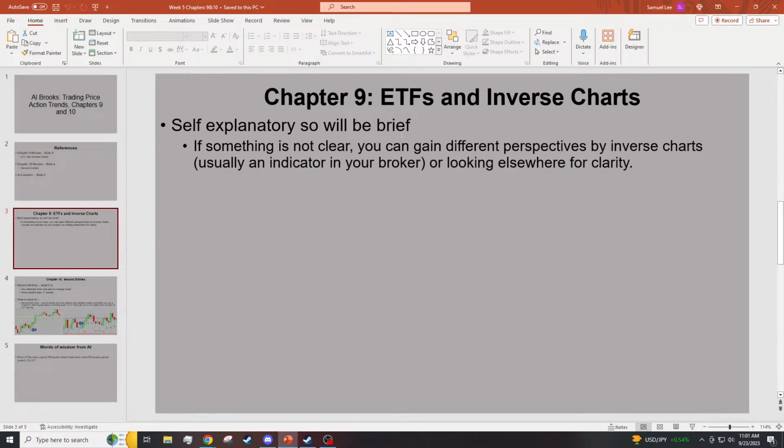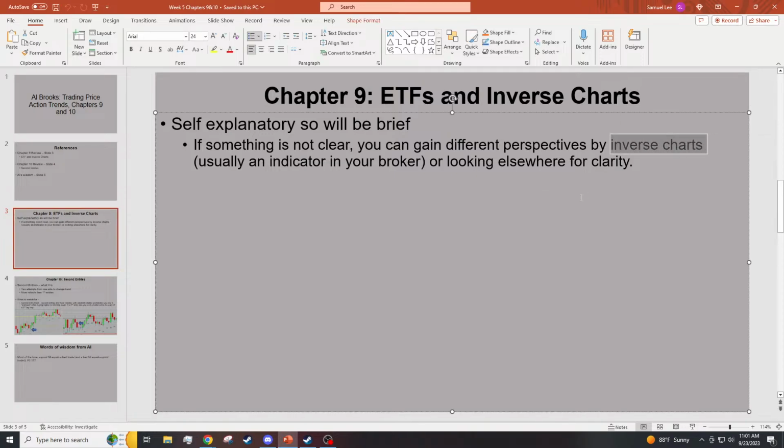So chapter 9 is about ETFs and inverse charts. We see it all the time in the Discord room. Like if somebody's like, "Oh, why is ES falling?" and then they'll look at Amazon or Microsoft or Apple and be like, "Oh, well, Apple can't hold support to save its life." It's the same thing. Like if you're having trouble reading a bear trend, well, then just go to inverse the charts. It's usually an indicator on NinjaTrader. It's an indicator that you can download, and maybe that would make things easier for you.